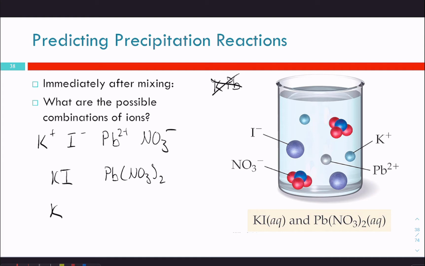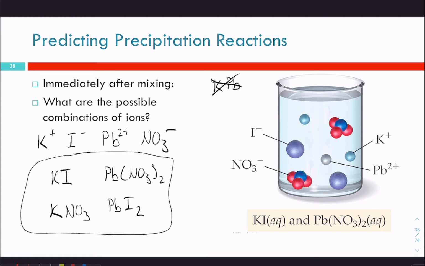So really what you're going to do is keep your cation and swap the anions. So we'll get potassium and nitrate and lead and iodide in this case, I guess. So 2 iodides again because the lead has a 2+ charge. And then we would look at all 4 of these and see if any of them is insoluble. So let me go to the next slide.